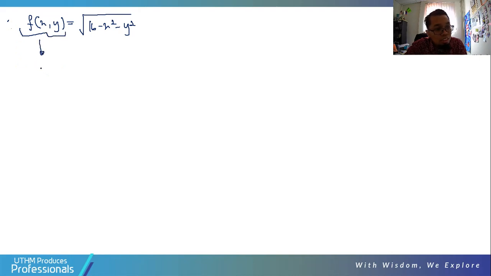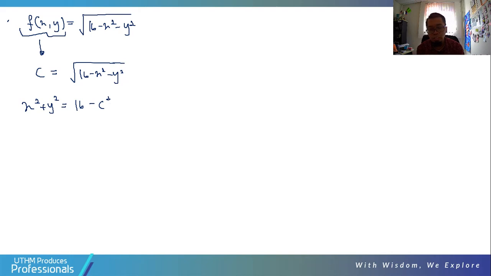Okay, example. So for the example, how can we sketch the level curve? Let's say the given function f(x,y) equals 16 minus x squared minus y squared. So the first step, f(x,y) you change to the constant c. So c equals 16 minus x squared minus y squared, and then you simplify, it will become x squared plus y squared equals 16 minus c, all to the power 2.